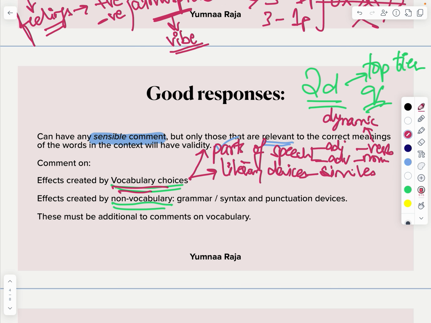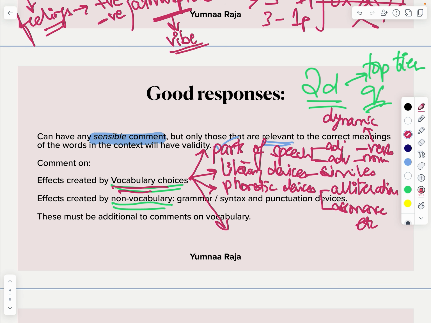It could be a phonetic device. Phonetic devices are sound devices. So for example, alliteration or sibilance or assonance, etc. It could be that. It could be some kind of repetition, and you could comment on that. Or it could be that imagery that we just discussed a while ago. We have 5 kinds of imageries: visual imagery, sound imagery, which is auditory, gustatory imagery, which is the taste imagery, and all of those things. So basically 5 senses based imageries.